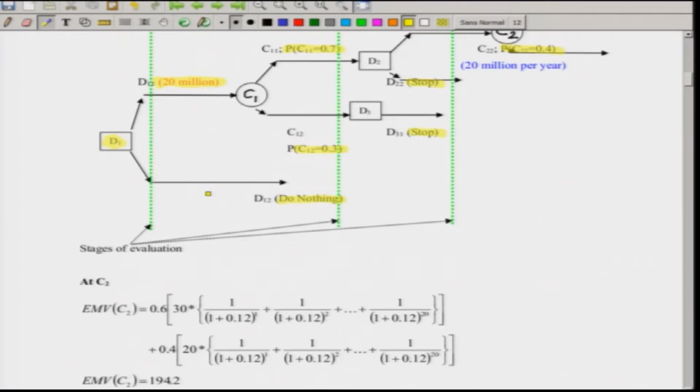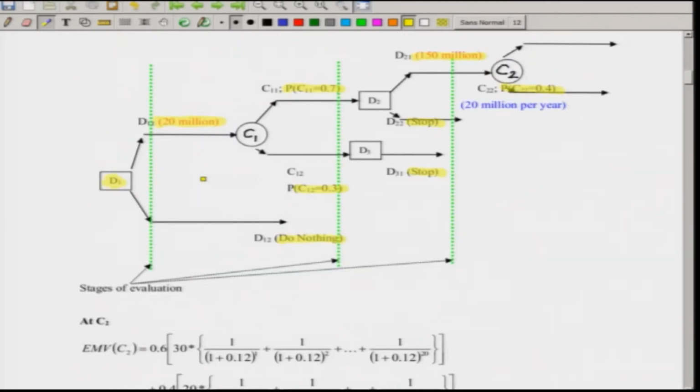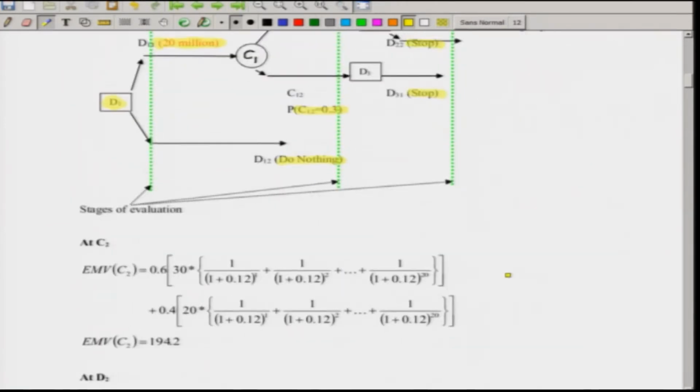Now, let us go one by one. If you go from the right, we will try to find out the expected value of C2 and then work backwards. So, let us find out the expected value of C2. What is the expected value of C2?